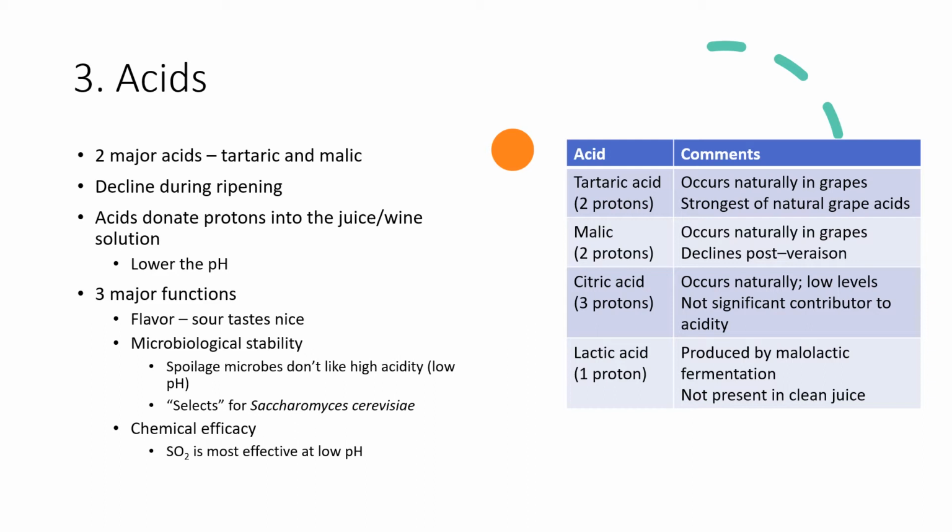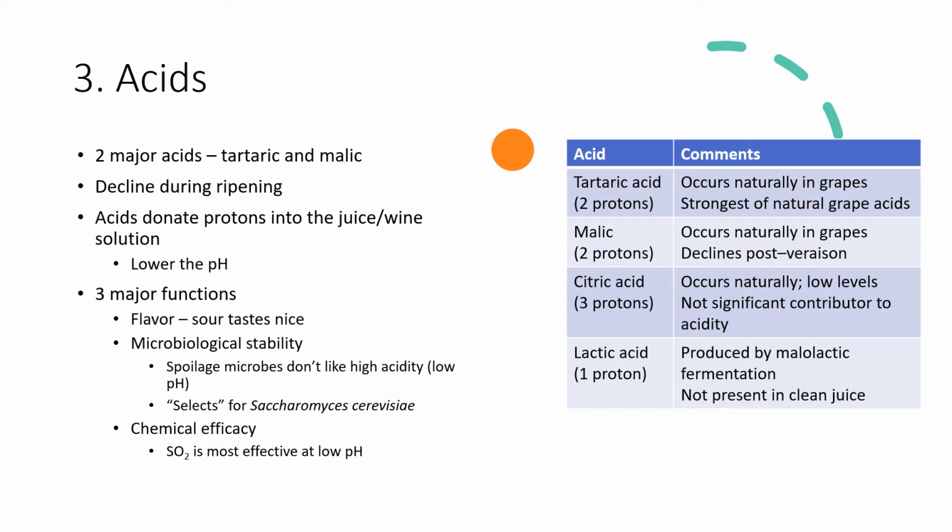And this also helps us select for Saccharomyces cerevisiae. An example of that would be if we had a wine closer to pH 3.2, Saccharomyces cerevisiae would have a competitive advantage because spoilage microbes don't really want to grow at that pH. But if we have a flabbier or a higher pH wine closer to pH 4, there's a lot of microbiological competition out there against our Saccharomyces.